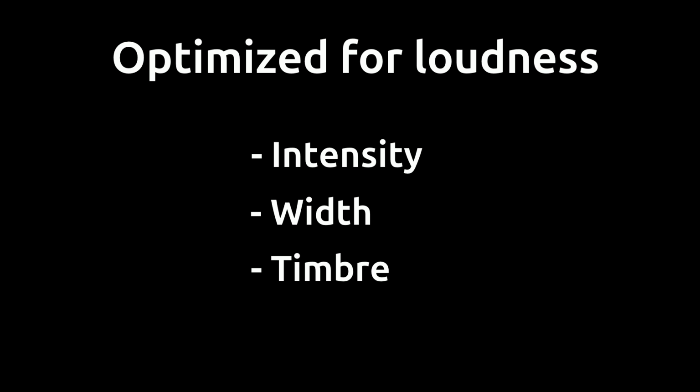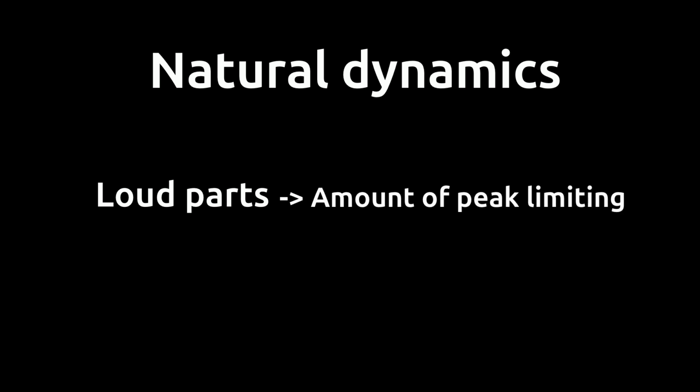And this is mostly an arranging and mixing thing, but it's sometimes possible to address it using volume automation in mastering. But if you want to keep the natural dynamics of a mix, then it's often preferable to let the loudest parts of the song dictate how much peak limiting you can use, and then let the rest of the song be quieter than that.